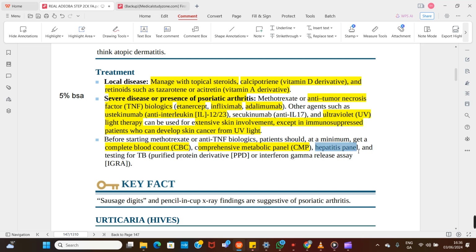You might also need to do a hepatitis panel, and at the same time rule out latent tuberculosis by doing your PPD test or your interferon gamma release assay. Both of these are necessary because you can have reactivation of latent hepatitis or tuberculosis infection by giving your methotrexate or your anti-tumor necrosis factor. So you must make sure there is no latent hepatitis infection or latent tuberculosis infection that can erupt by the time you commence this medication.